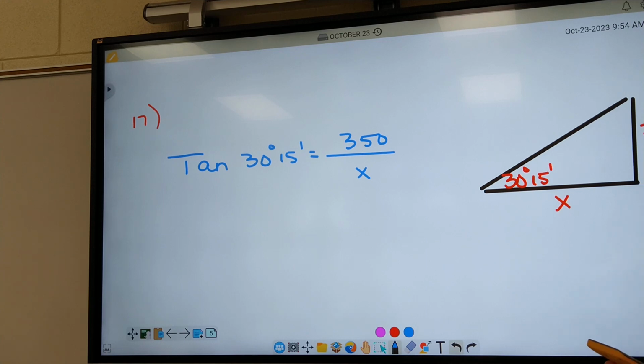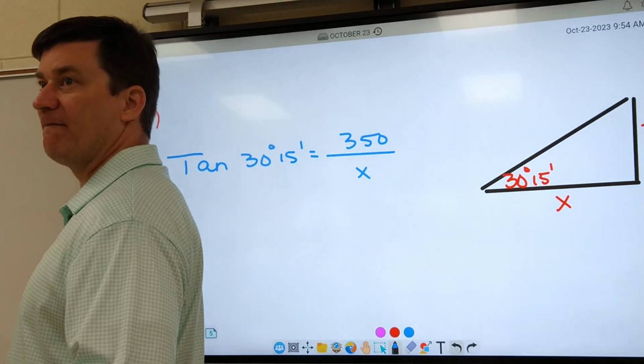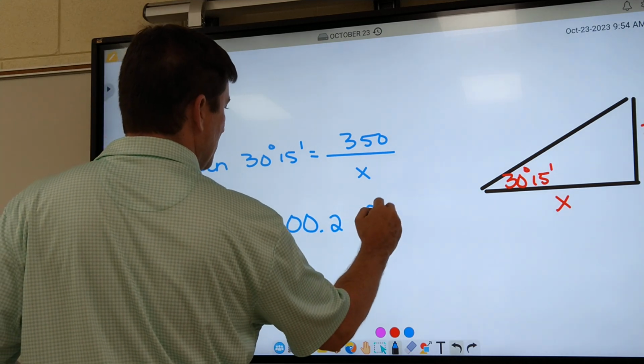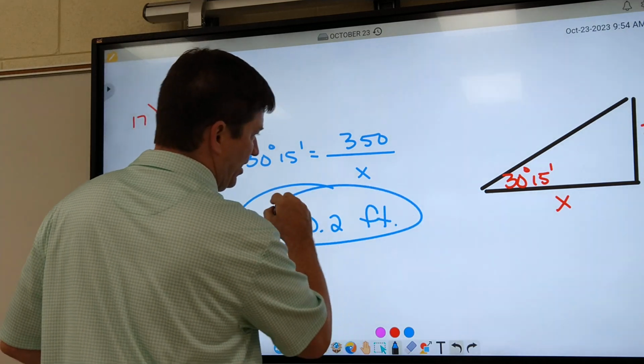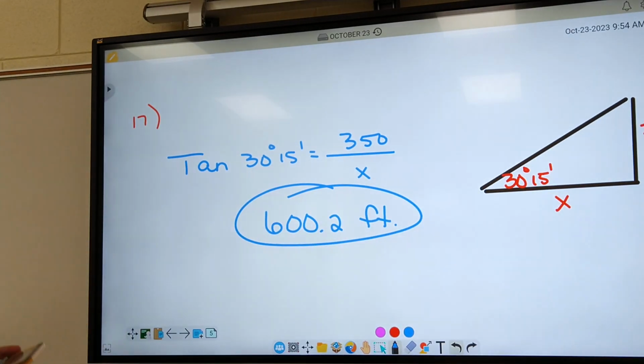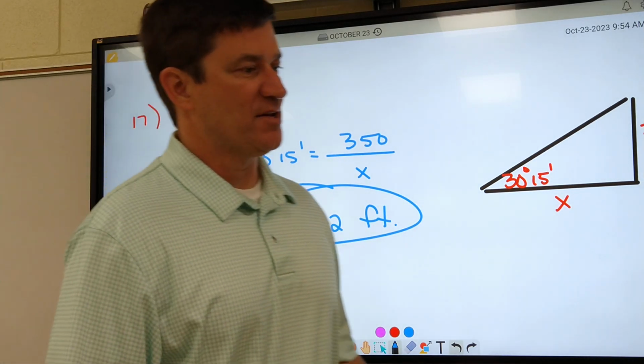I got 600.1, round that up to 600.2. Is that right? 600.2 feet. Remember, if y'all don't label it either feet or meters or inches tomorrow, I'm going to mark off some points. All right, you guys try 18.